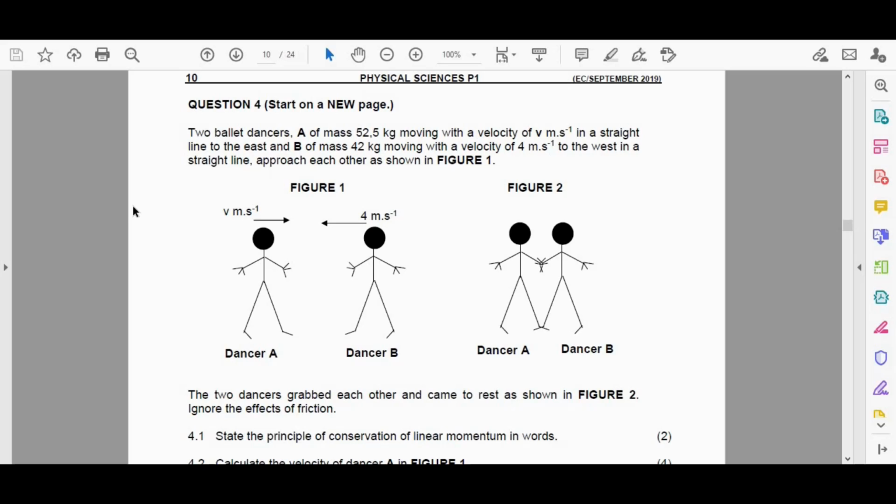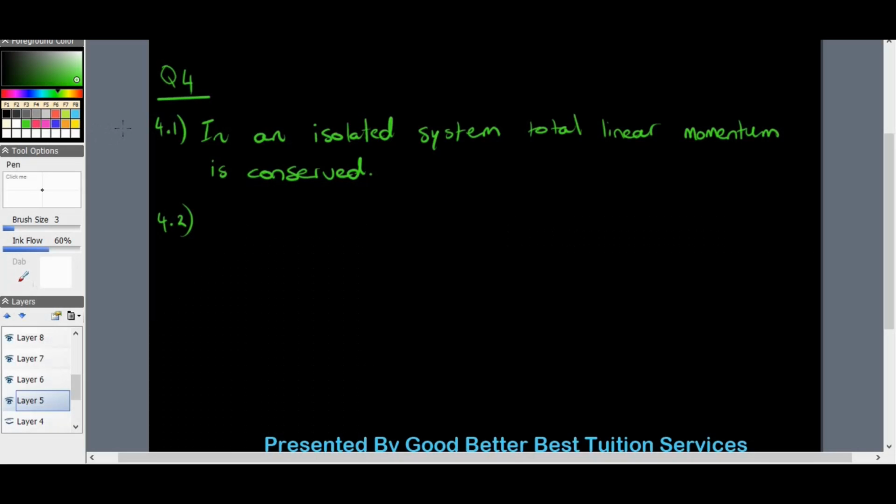First, question 4.1. As I've said in the past 2 videos, it will always be either a definition or a law that we need to state. In this case, 4.1: state the principle of conservation of linear momentum in words. In an isolated system, total linear momentum is conserved. Straightforward, short definition, straight to the point. Another way we could say it is, in an isolated system, total linear momentum remains the same.